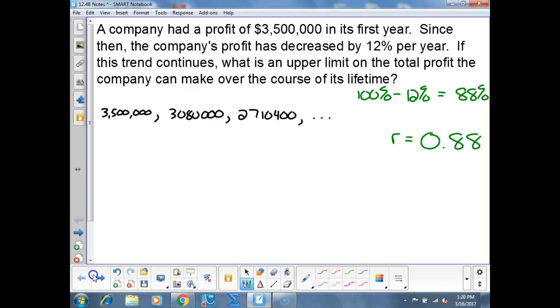Okay? Because it doesn't say that we can't. It says over the course of the lifetime, we don't know when this company is going to end. Okay? There's many companies that have been around for more than 100 years. Okay? Can I find this infinite sum? Why?